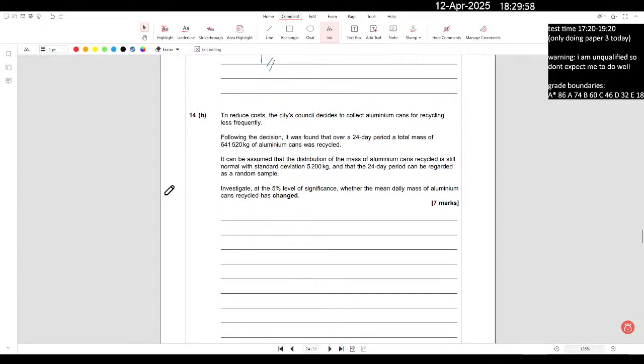To reduce costs, the city council decides to collect aluminium cans for recycling less frequently. Following the decision, it was found that over a 24-day period, a total mass of 641,520 kg of aluminium cans was recycled. It can be assumed that the distribution is still normal, with standard deviation 5,200 kg, and that the 24-day period can be regarded as a random sample. Investigate at a 5% level of significance whether the mean daily mass of aluminium cans recycled has changed.